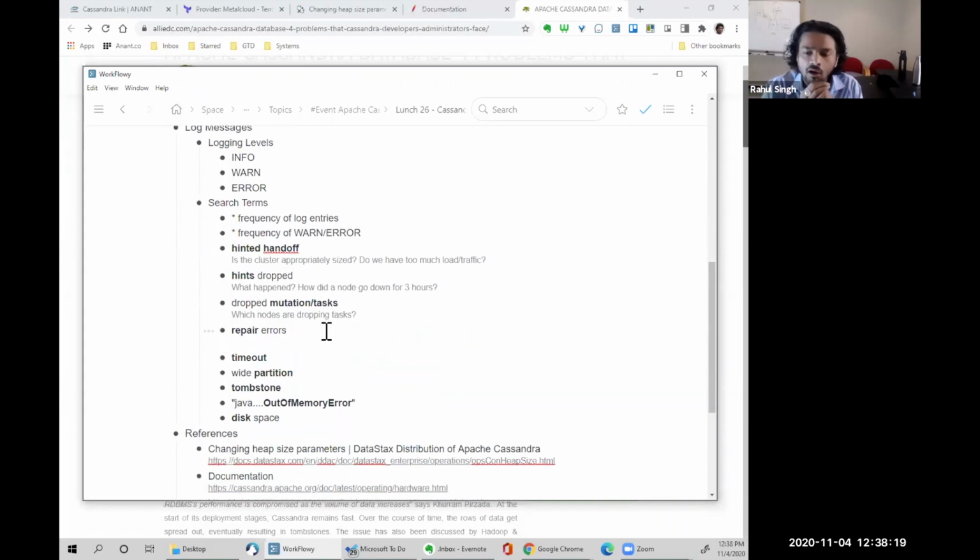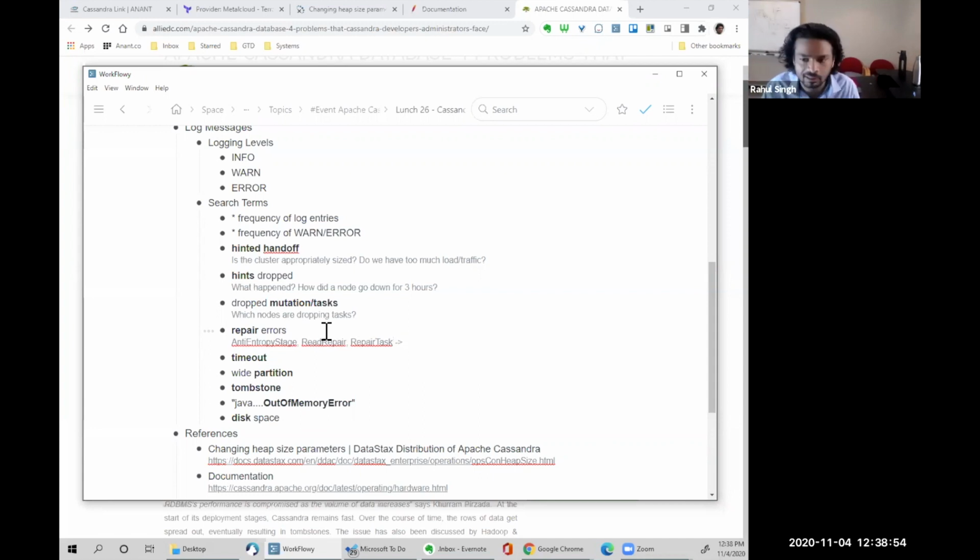Repair errors, by the way, happen when repairs are running. If you're not running repair either through Reaper, OpsCenter, or yourself manually, then you don't have any repair errors. You may have some read repair messages, but essentially you're not going to see repairs. Repair errors come from a variety of different classes inside Cassandra. Look for things like anti-entropy, read repair, repair task, I think it's called.